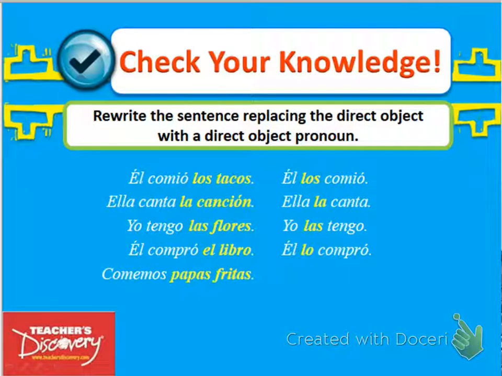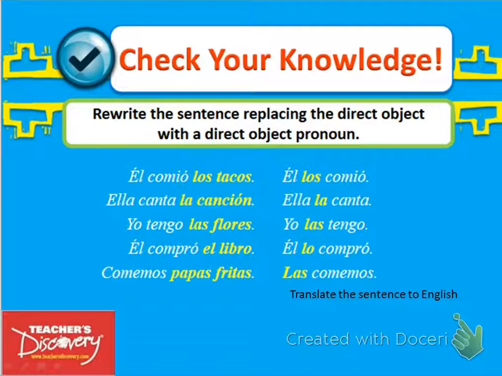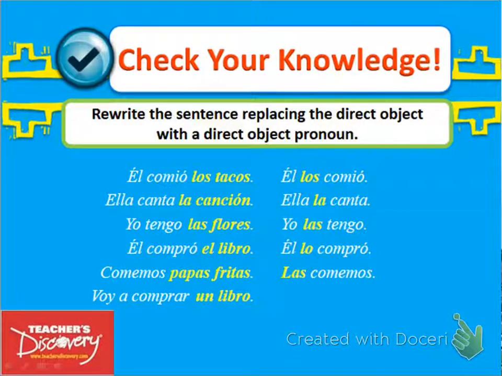We eat French fries. How did I know it was we? The end of your verb always tells you who the subject is, who did the eating. Okay? We eat the French fries, we eat them, referring to the French fries. I'm going to buy a book. Now I have two verbs. What happens when we have two verbs?